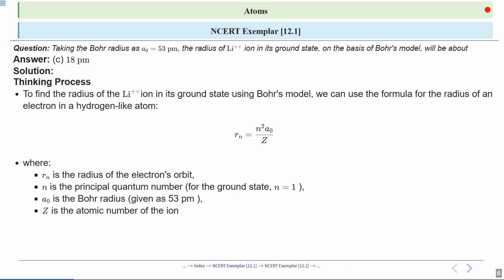Finally, Z is the atomic number of the ion. For lithium, lithium has an atomic number of 3. So Z equals 3 for lithium ion. This means the nucleus has 3 protons, and since it's lithium double plus it has lost 2 electrons and only 1 electron remains.